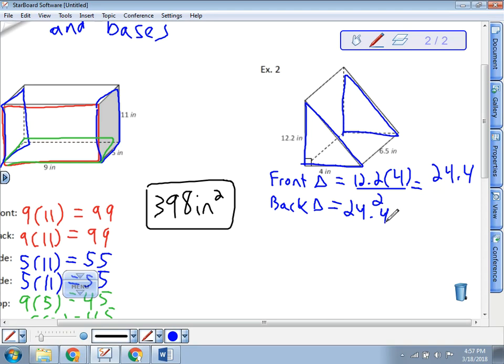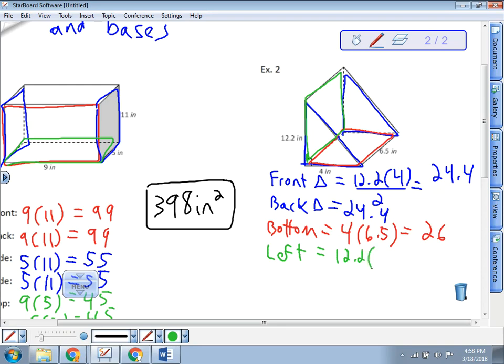Now let's find some rectangles. Which one do we want to do first? Let's do the bottom one. We're going to go bottom rectangle, and that's just going to be 4 by 6.5 inches. That's going to give us 26. Then we've got the left rectangle right here. You can see that it looks like it's got 12.2, and that's going to be by 6.5 inches. When I do that, that's going to be 79.3.